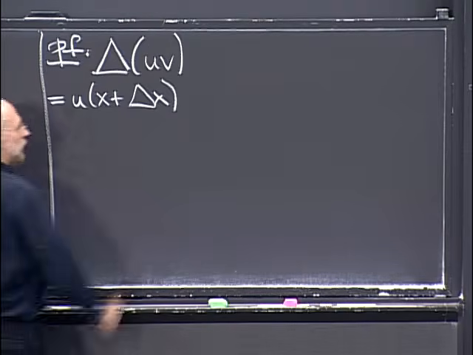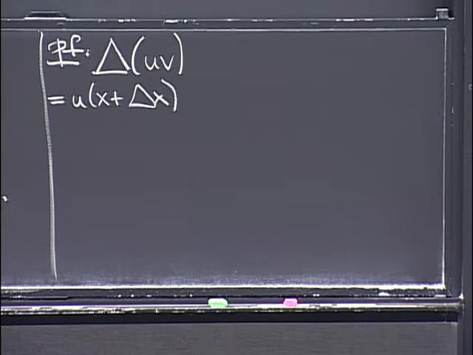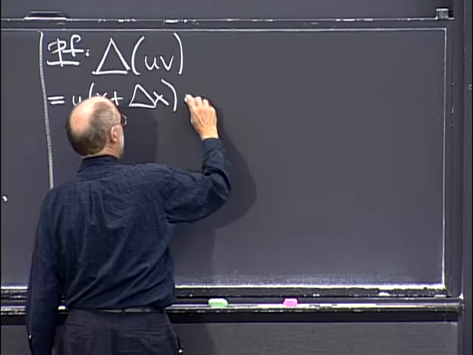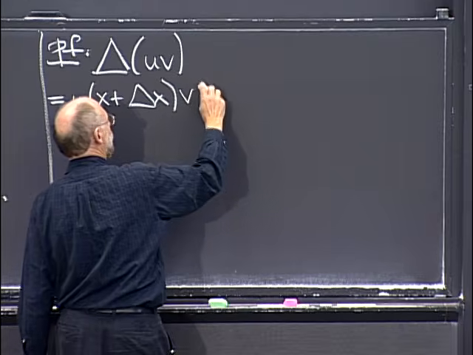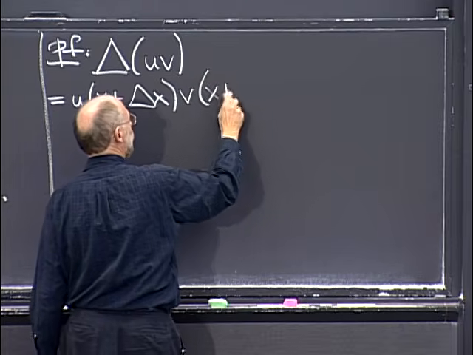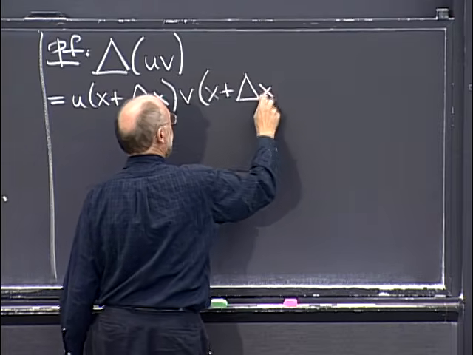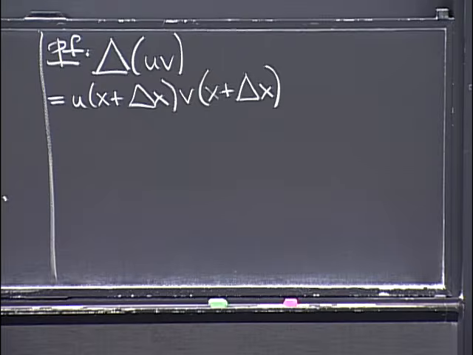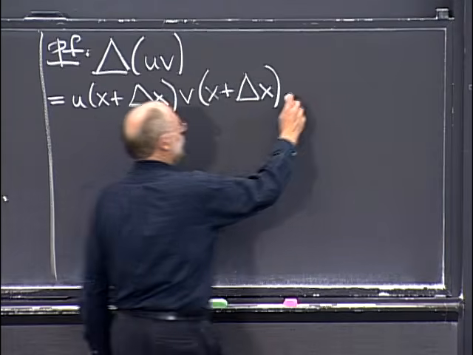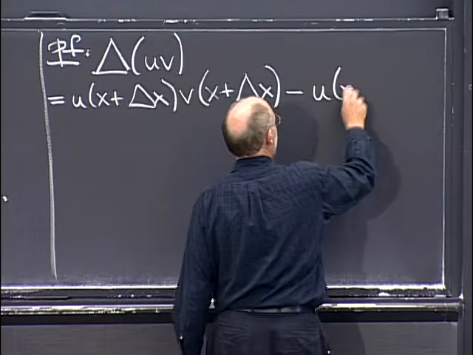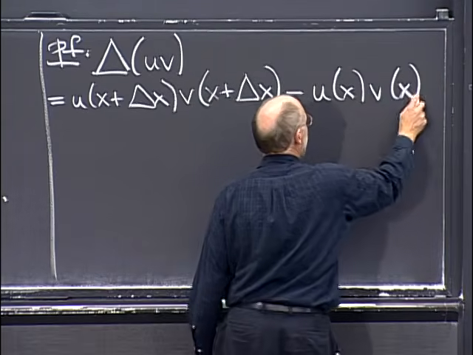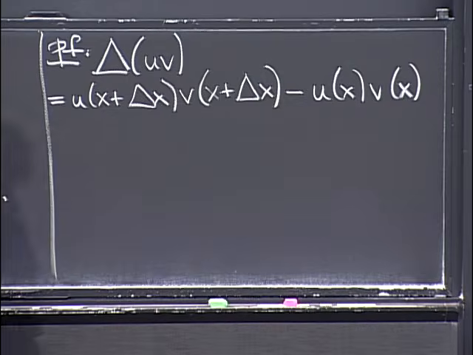some new value of x, x plus delta x. Well, I better write down the whole new value of the function, and the function is u times v. So the whole new value looks like this. It's u of x plus delta x times v of x plus delta x. That's the new value. But what's the change in the product? Well, I'd better subtract off what the old value was, which is u of x times v of x.